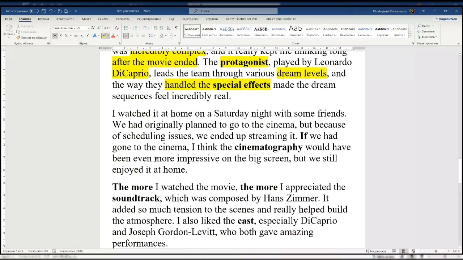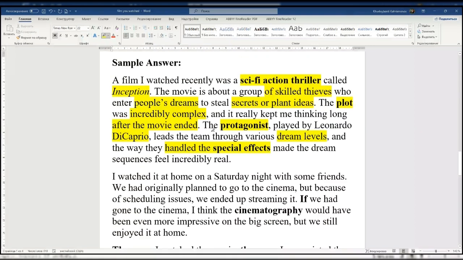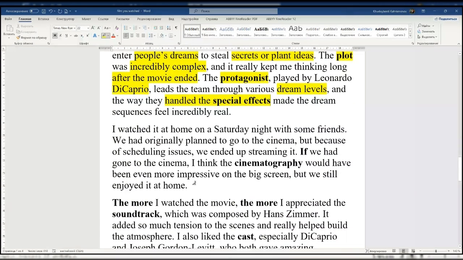All right, if you just pay attention, the first paragraph is about the movie, its genre, its cast, the main protagonist, and all about the film. And the way the second paragraph is organized is that I give my take in terms of my experience.